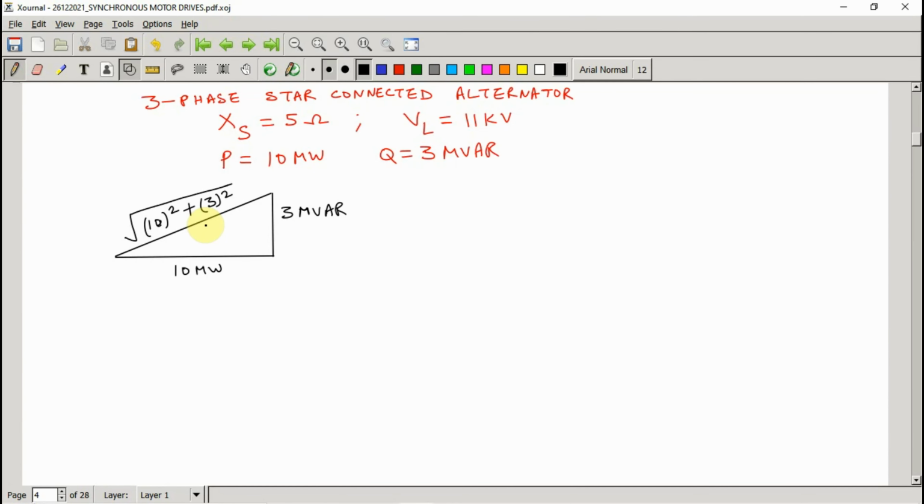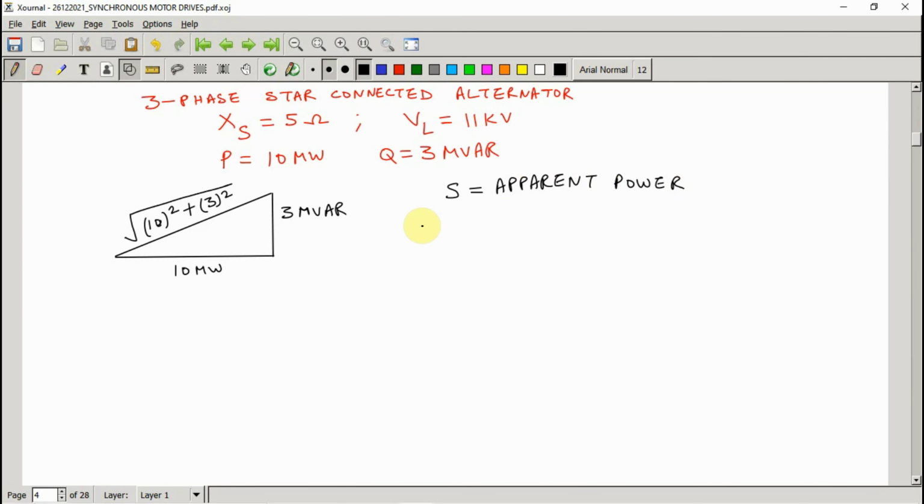So let us calculate the apparent power. Square of 10 is 100 and square of 3 is 9. So square root of 109. From here you are getting S, and S means your apparent power. This thing is your apparent power.